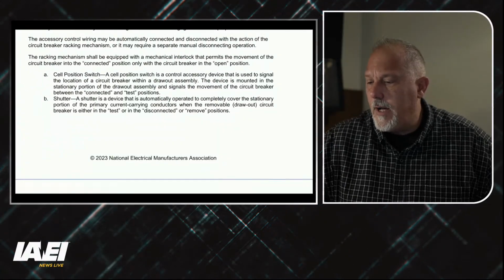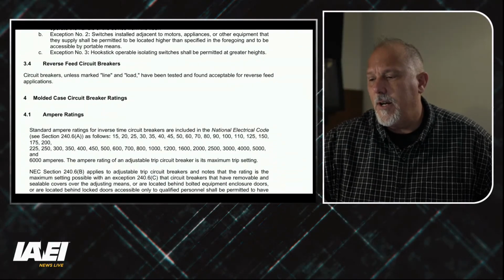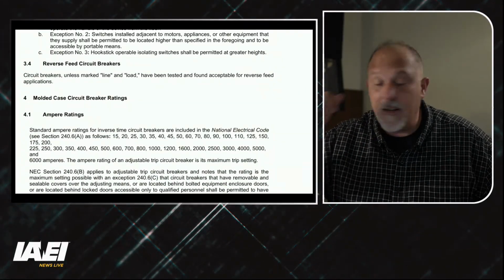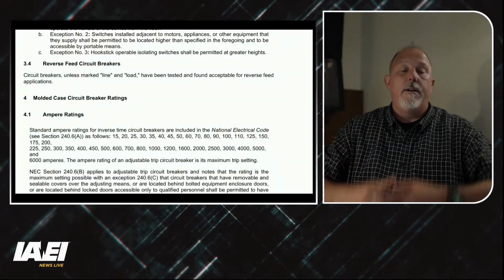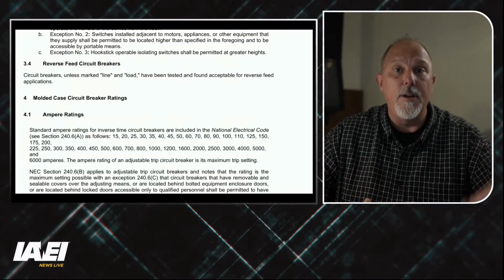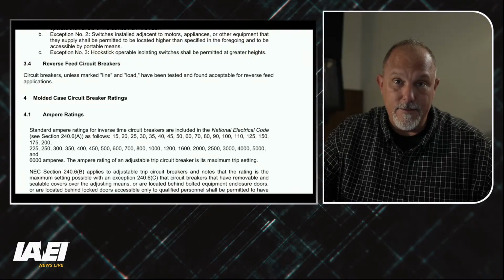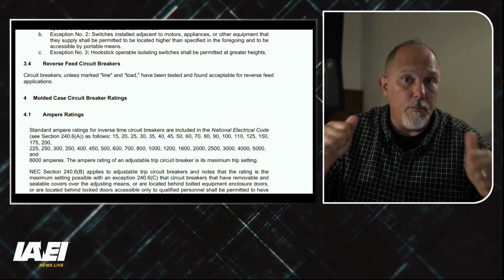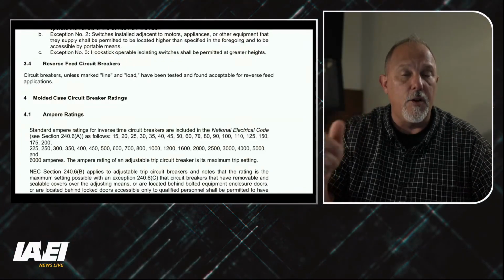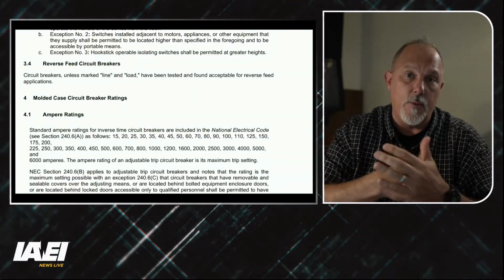All right, so shutter cell positions, handle orientation. All right, reverse feed. Okay, so if it's marked line and load, line is line, load is load. Current flows from line to load. All right? Don't put it in a circuit where current is going to flow from load to line. That would not be in conformance with the standard.